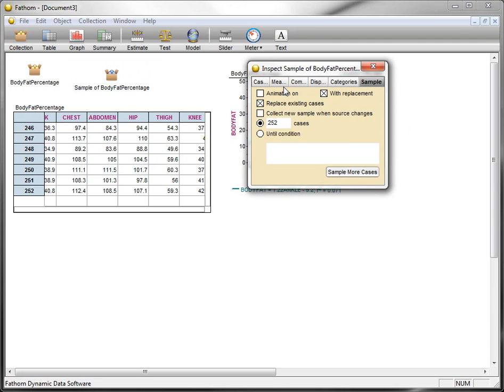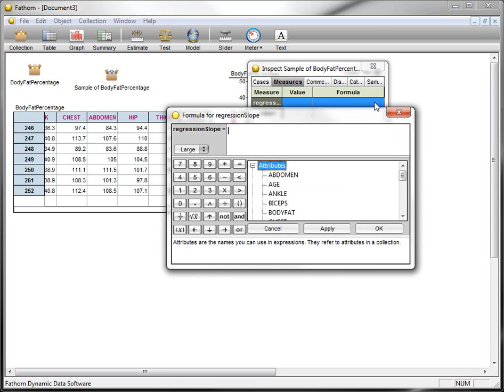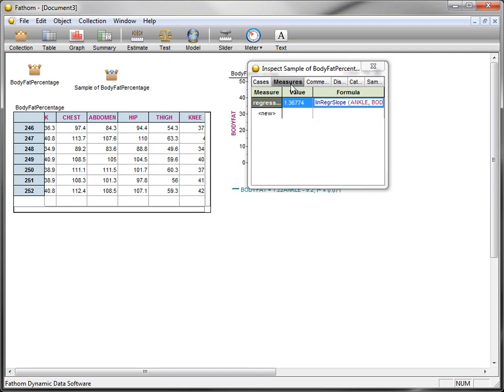And I'm going to now impose two measures. So I'm going to compute two confidence intervals simultaneously. The first one will be the regression slope. And the formula in this particular case is ln regr slope. The x values here are ankle circumference. The y values are body fat percentage. So that is a resampled estimate of the slope coefficient.